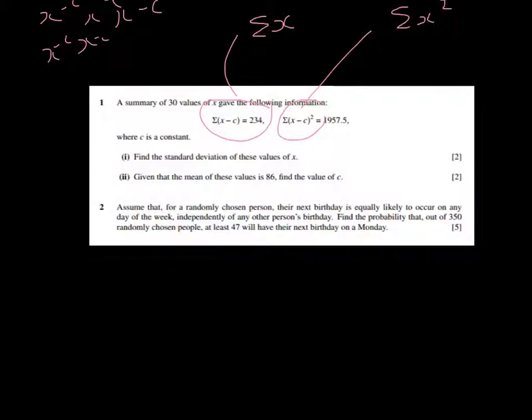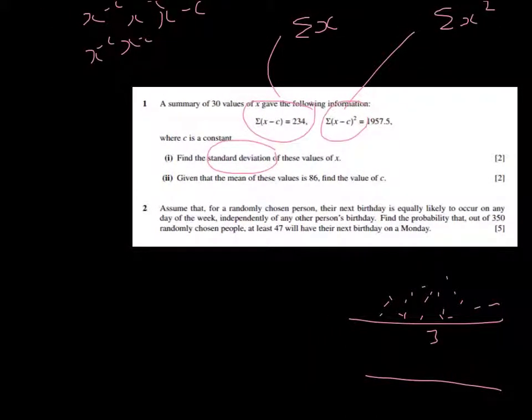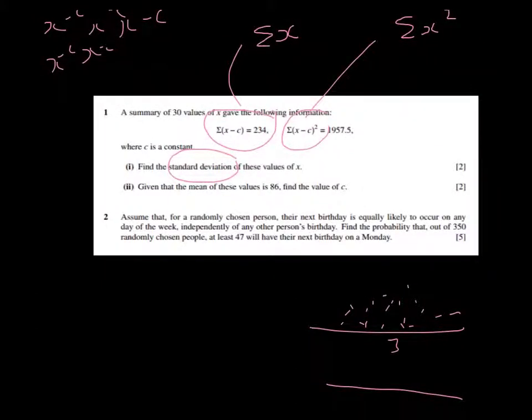So when it asks you for the standard deviation, you know that no matter whether you add or subtract a constant value, the standard deviation will still be the same. So remember, for example, if you've got a dot plot, and let's say the mean is 3, if you add 2 to all those values, all that will happen is that the whole dot plot will just move up by 2, but the standard deviation will still be the same. So in this case it makes no difference that minus c is there for us to work out the standard deviation. We can still go ahead and work out the mean using the sum of x, and the standard deviation using the sum of x squared.